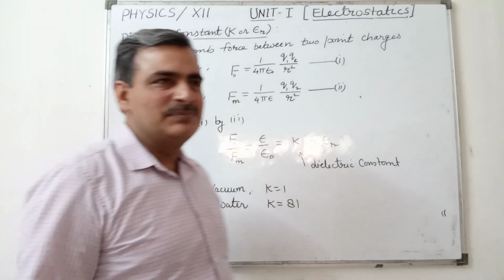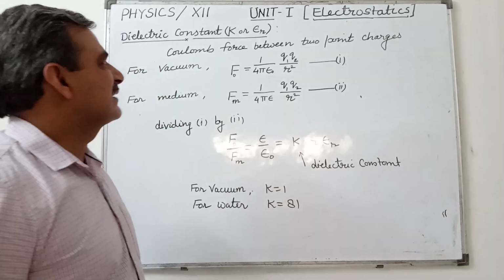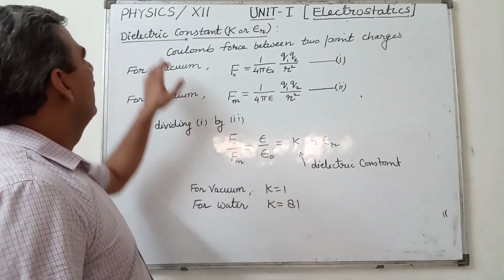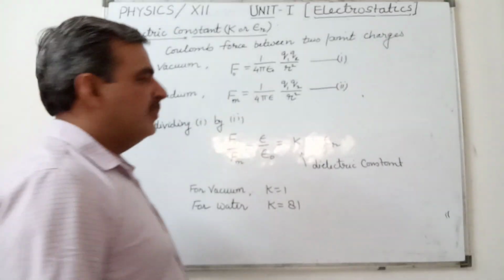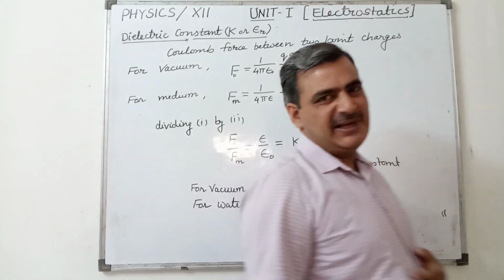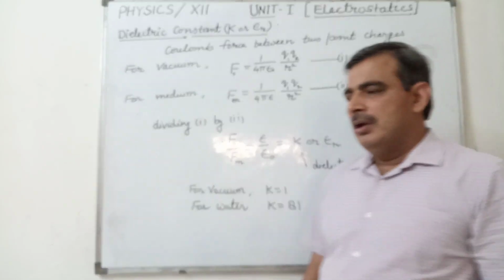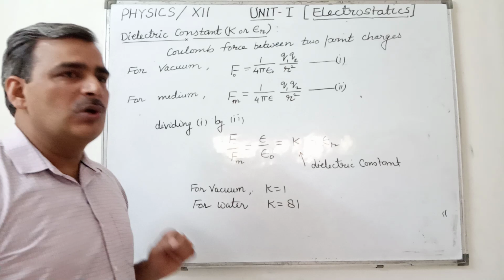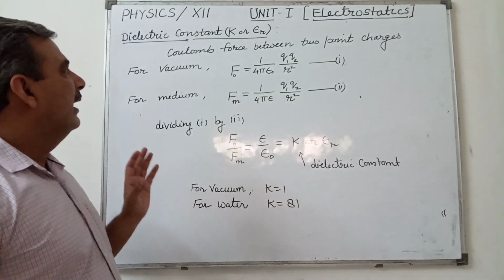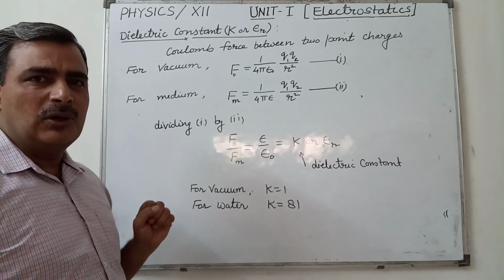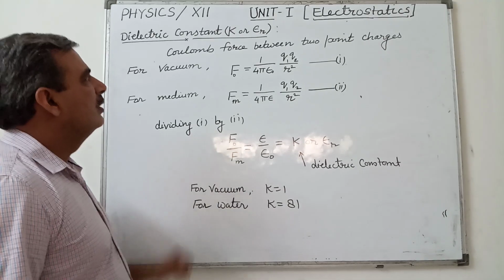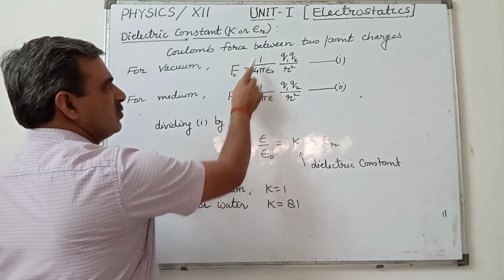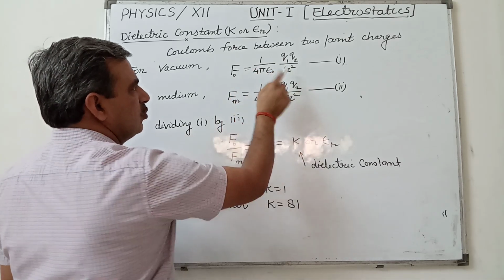Hello students, today we will discuss one more topic, which is dielectric constant, represented by K or epsilon r. As in the last lecture we discussed Coulomb's law, the mathematical form of Coulomb's law in vacuum is given by this relation: F naught equals 1 over 4 pi epsilon naught, Q1 Q2 over R square.